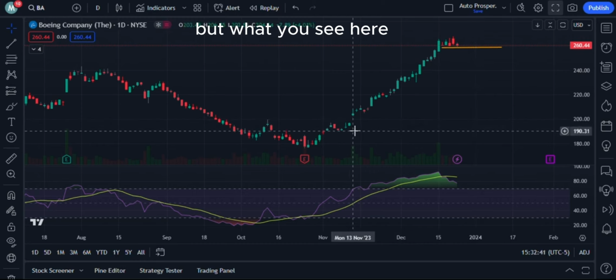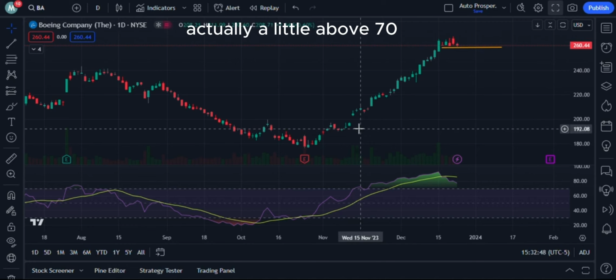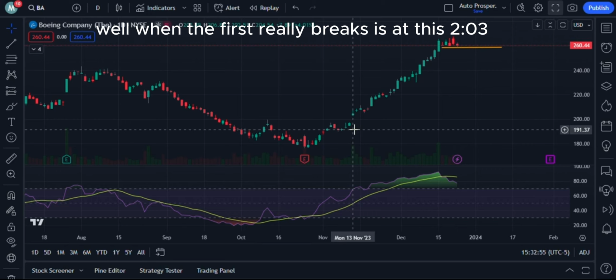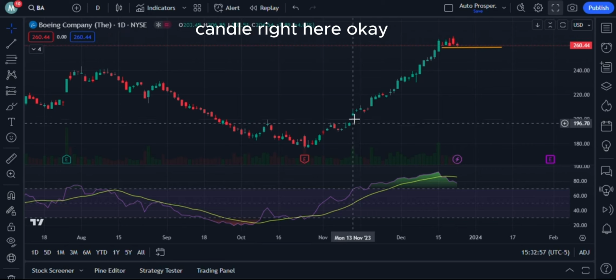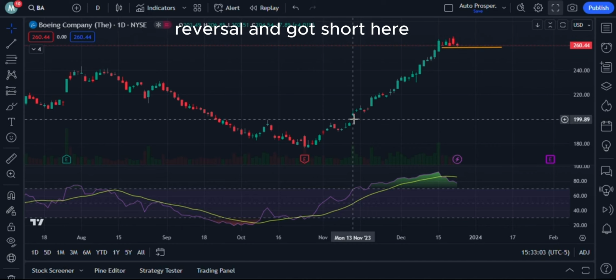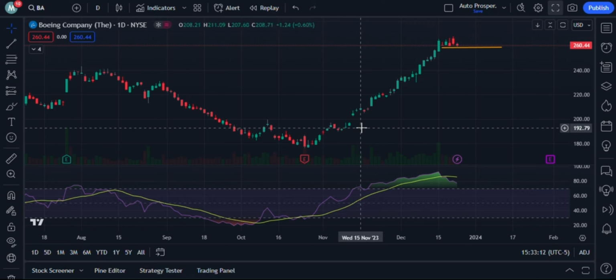But what you see here is when the RSI gets back up to 70 again, actually a little above 70, when it first really breaks, it's at this 203 candle right here. Okay, and then you see that if you had expected a downside reversal and got short here, you would have definitely either gotten stopped out or taken for a ride.